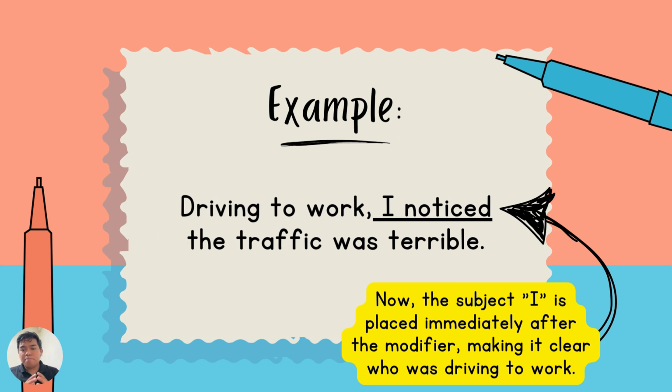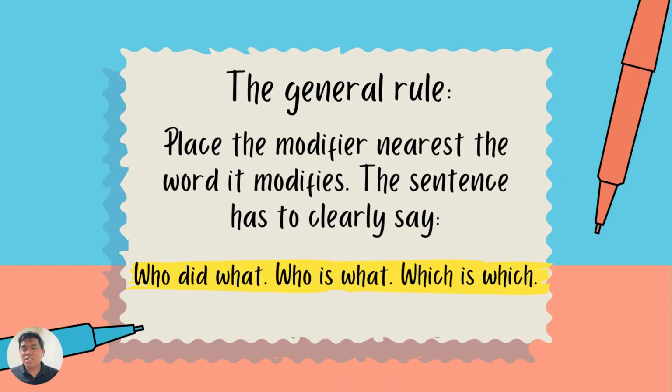Now we added the subject I, placed immediately after the modifier, making it clear who was driving to work. "Driving to work, I noticed the traffic was terrible." The general rule when it comes to fixing dangling modifiers is to place the modifier nearest the word it modifies. The sentence has to clearly say who did what, who is what, and which is which.